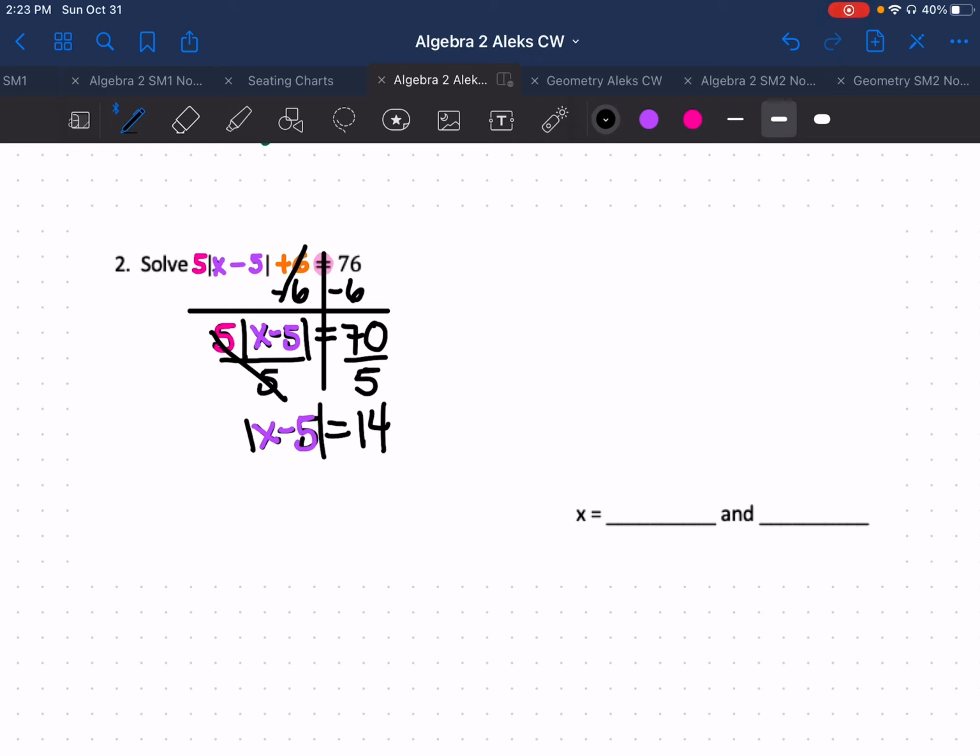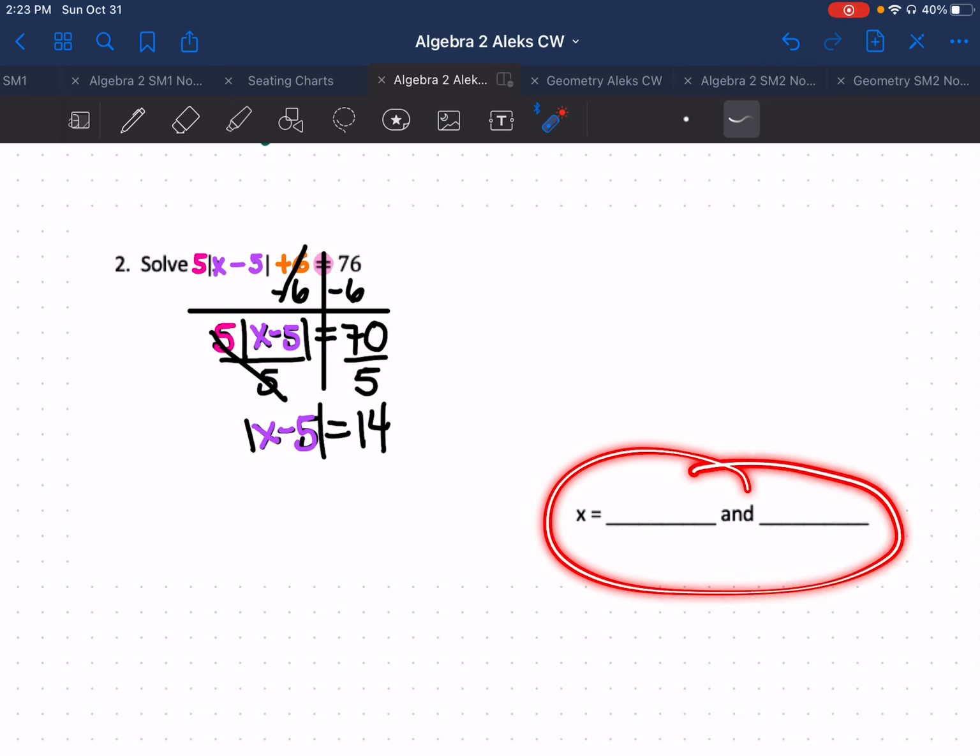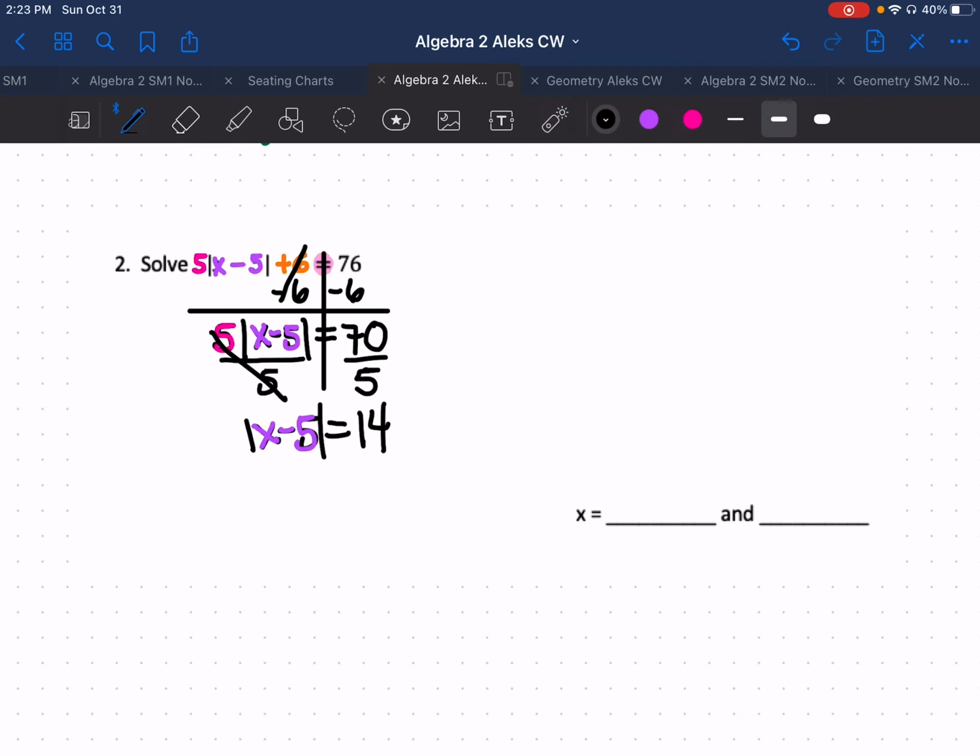Now I can go ahead and solve my equations. Remember, an absolute value always has two answers. You must give me two answers. That's why the and is there. They do not have to be the same sign. They do not have to be different signs. They can be the same. So they could both be negative or they could both be positive, or you could have one and one. The first equation that you're going to solve is just getting rid of the absolute value. You pretend it's not even there.